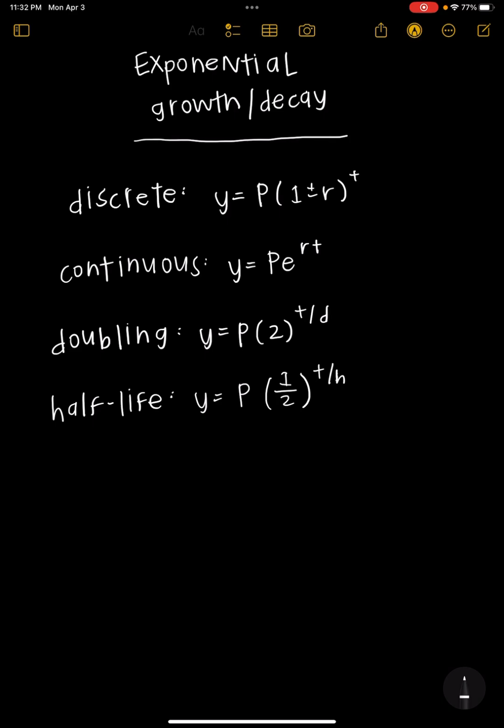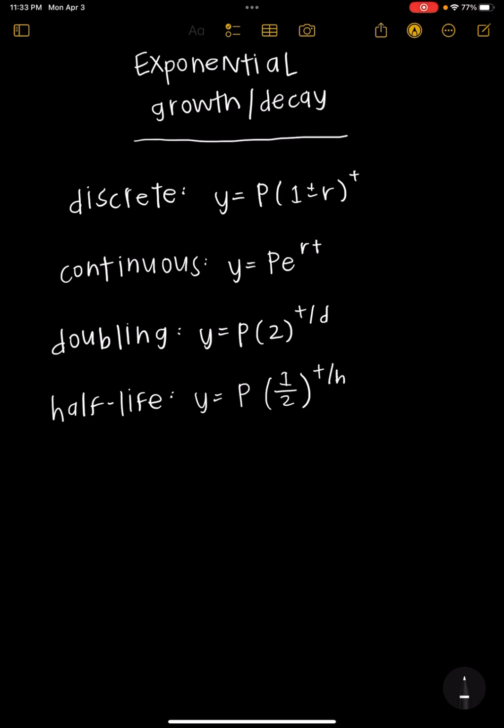The other thing to recognize is that your r will always be a percent, but you have to write the percent as a decimal. So for example, if it was 7%, then the decimal would be 0.07. And we use this discrete model when it gives us very specific numbers and it doesn't tell us it's continuous. If it tells us it's continuous, then we have to use one of the bottom three equations.